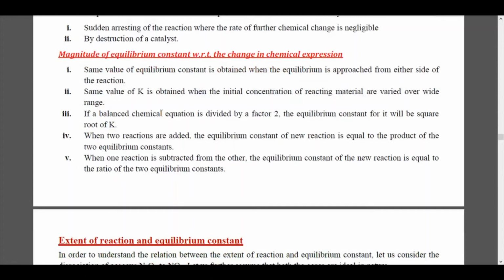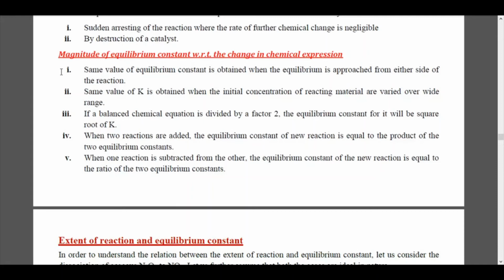Then some of the important properties of equilibrium constant. Suppose there is a reaction A goes to B. Now the same value of equilibrium constant is obtained when the equilibrium is approached from either side of the reaction. You go forward or you go backward, the magnitude of the equilibrium constant will remain the same. Then the second property is the same value of equilibrium constant is obtained when initial concentrations of reactants are varied over a wide range. Means equilibrium constant is independent of concentration of the reactants. Means you can start with 1 mole of reactant or you can start with 100 moles of reactant. In both the cases, the equilibrium constant will have the same value.